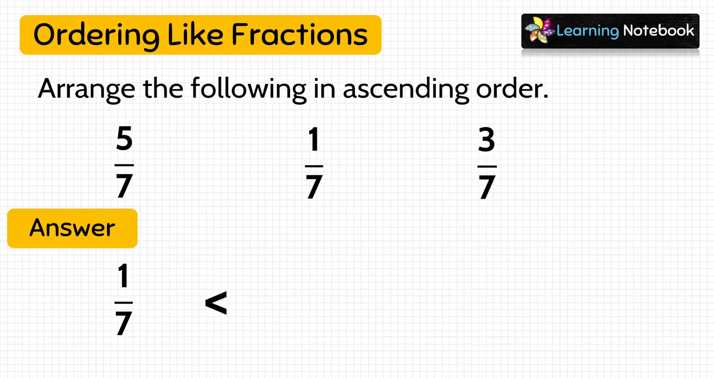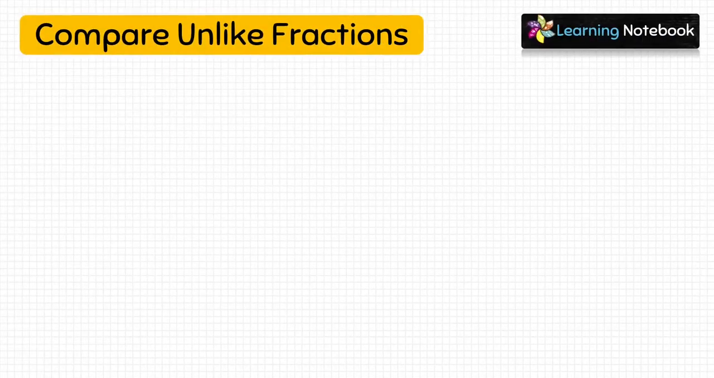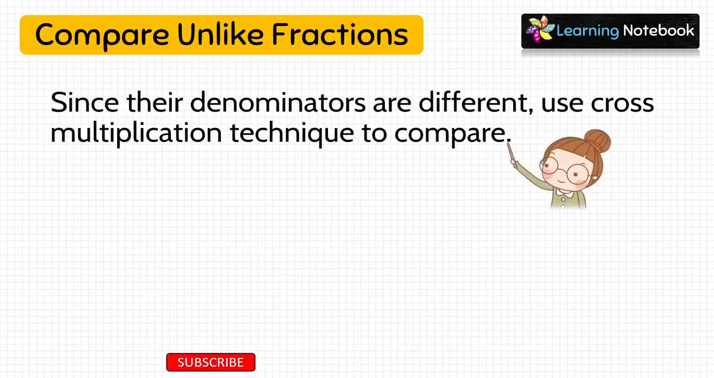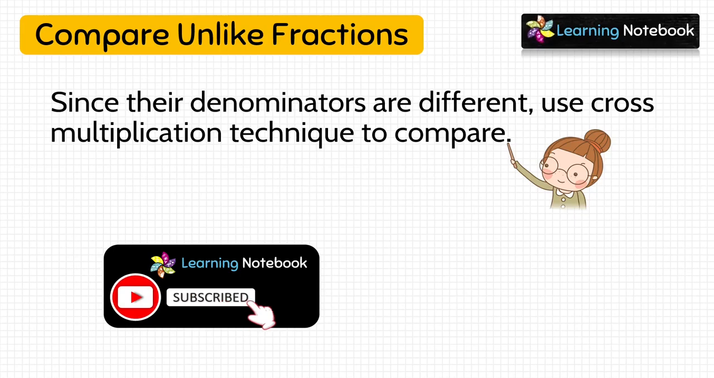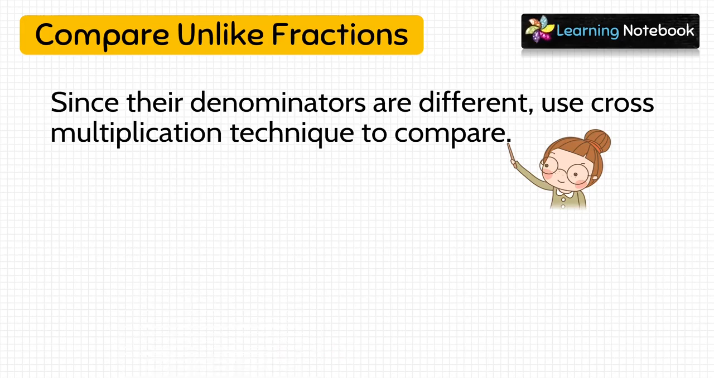Next is 3 by 7 and then we have 5 by 7. So now I am sure you must have understood how to compare like fractions and how to order like fractions. Now let's see how to compare unlike fractions. Students, since in unlike fractions the denominators are different, so we will use cross multiplication technique to compare unlike fractions. So let's see what is cross multiplication technique and how to use it to compare unlike fractions.